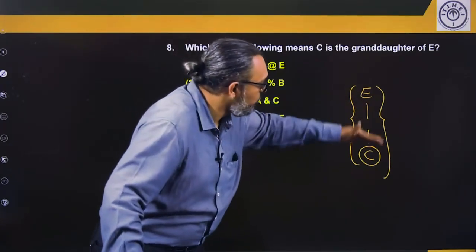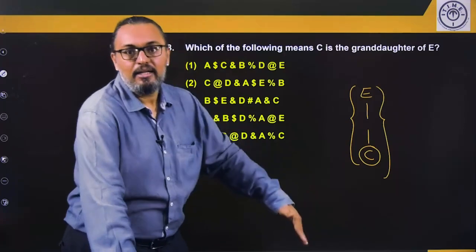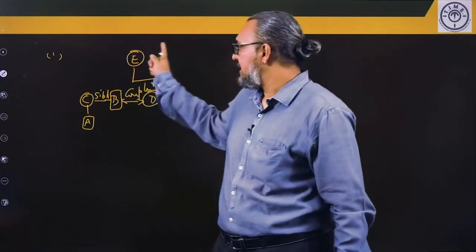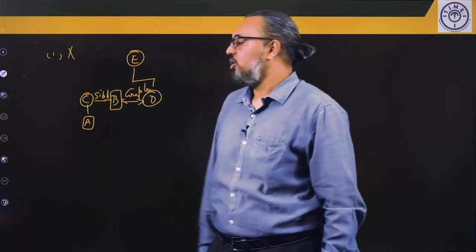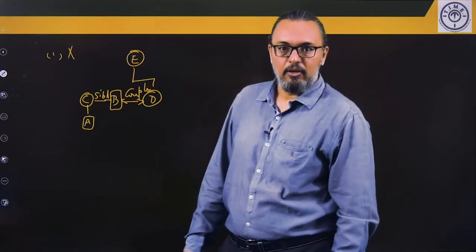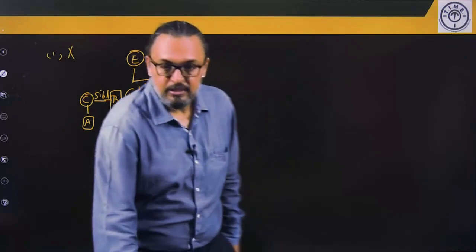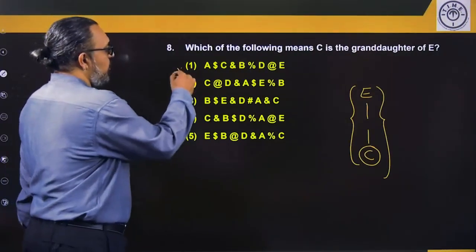You need 1, 2, 3. Then only you will get a granddaughter. But here what is happening? Here you are not getting that hierarchy. You are getting it in the immediate below generation as E and C. So I cannot choose the first option here. Sometimes you have to take everything, then only you can decide on that. But this is not how it works in this case. So option 1 fails. This is not my answer.